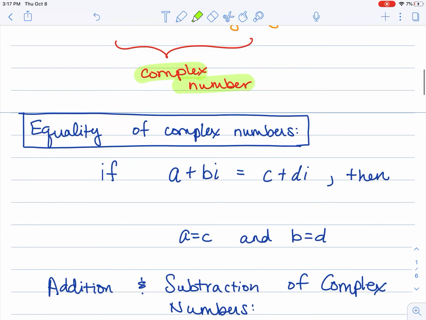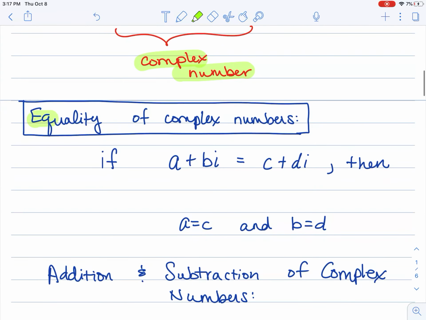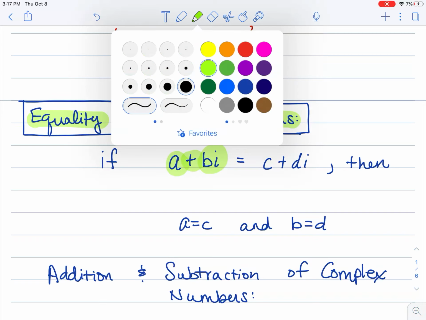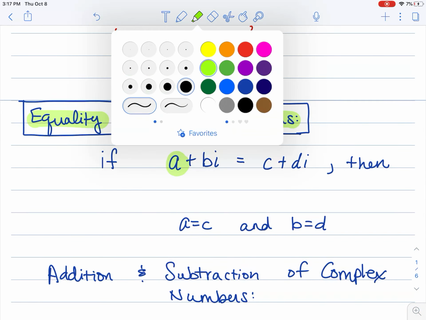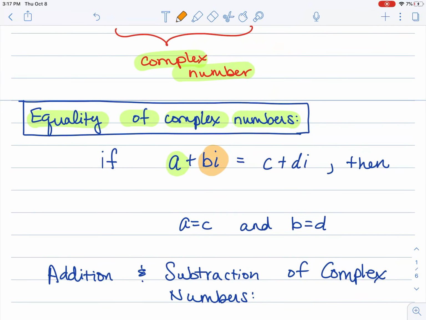And there's this property that says the equality of complex numbers is that if a plus bi equals c plus di, then these match up and a equals c, and if bi equals di, then the value of b will equal d.